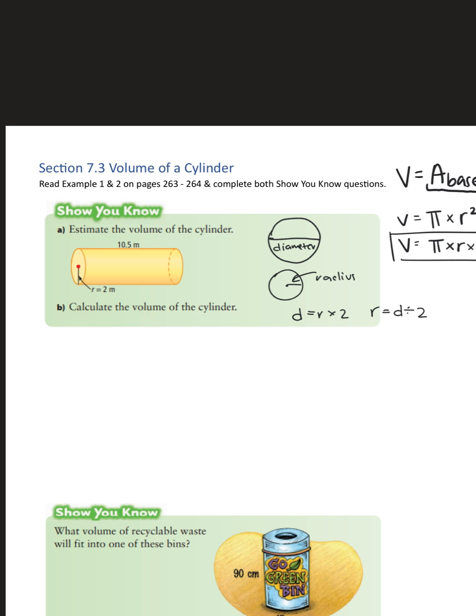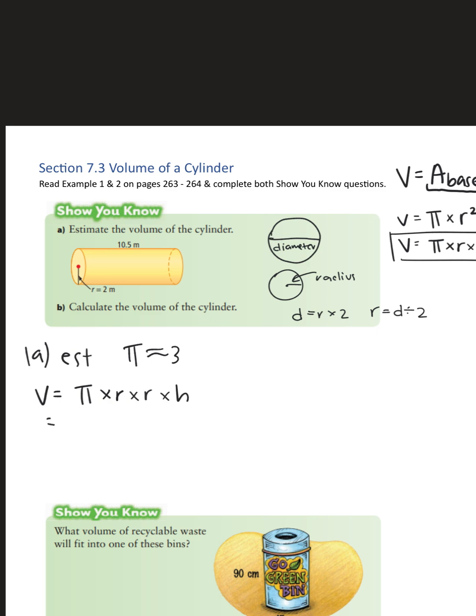So a reminder that when we're estimating, we're going to work with approximate values. So for 1A, for the estimate, I'm going to use pi as equaling about 3 instead of 3.14. So for my estimate, I've got volume is equal to pi times radius times radius times height.